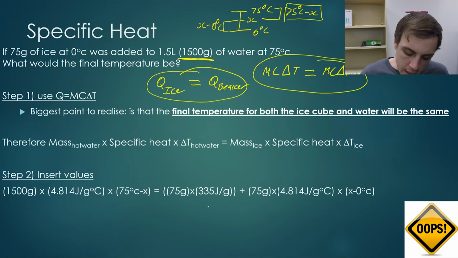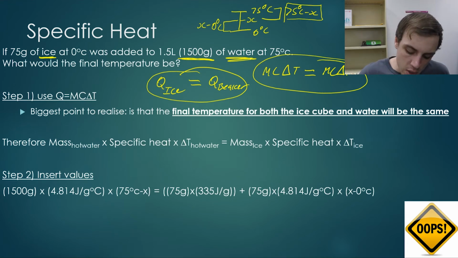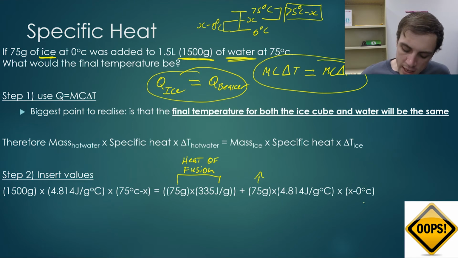Now, for our next part, we need to remember that this is going from ice to water, or liquid. So we need to include the heat of fusion, because we need to account for a changing phase. So this is where we've got our heat of fusion to account for the change in phase. We have the mass of our ice cube, then the specific heat of our ice, and again our change in temperature, which we got from over here.